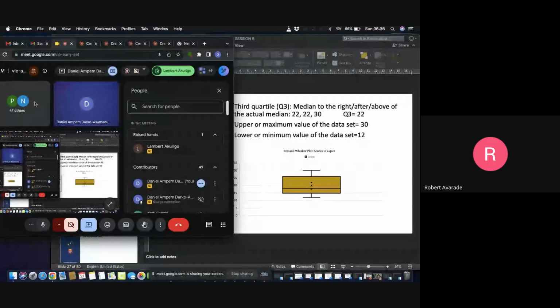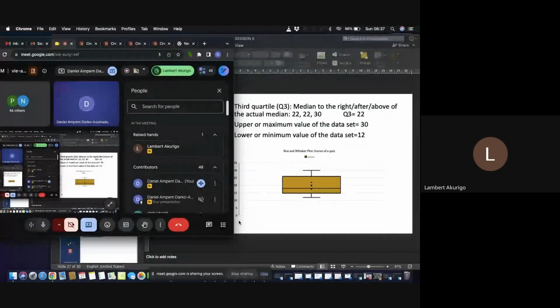Lambert, please. Yes, I want to find out about the figures before drawing the box. I'm talking about the range from 0 to 35. Is there a specific scale that is used, or how do you get those figures?